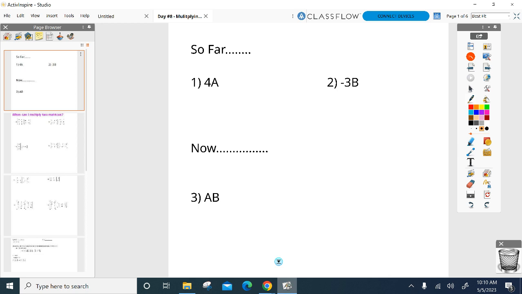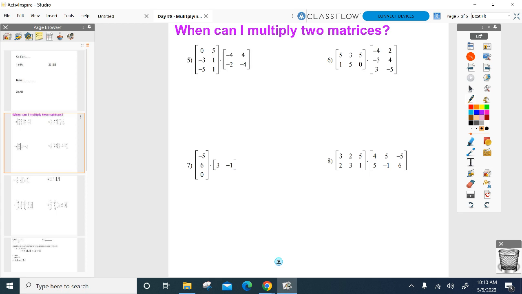First thing I need to teach you guys is, when can I multiply a matrix? Because sometimes you can and sometimes you can't based on their sizes. Remember, adding and subtracting, they always had to be the same size. Not with multiplying. Even if they are the same size, sometimes you can't multiply. Here is the rule if you can multiply 2 matrices together.